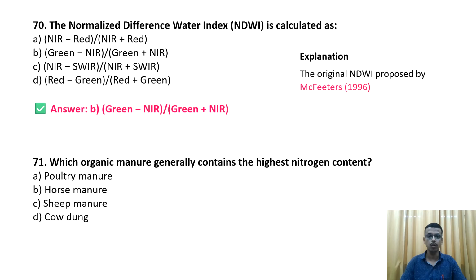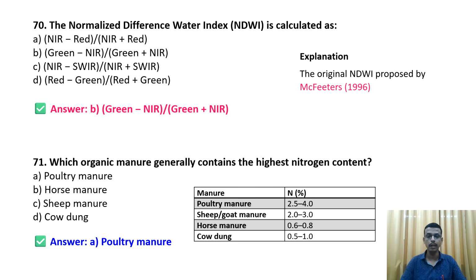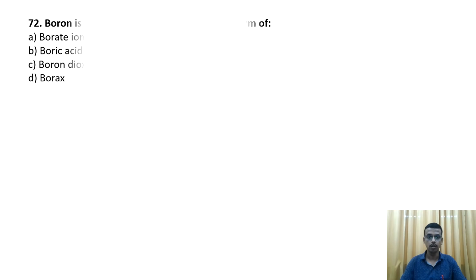Which organic manure originally contains the highest nitrogen content? See, poultry manure contains the highest nitrogen. Poultry manure has 2.5 to 4% nitrogen. Sheep or goat manure has 2 to 3% nitrogen. Horse manure has 0.6 to 0.8% nitrogen. Cow dung 0.5 to 1%. So the highest is poultry manure.